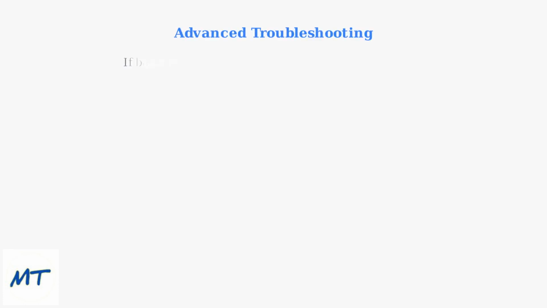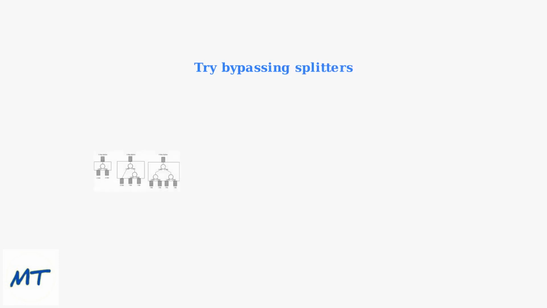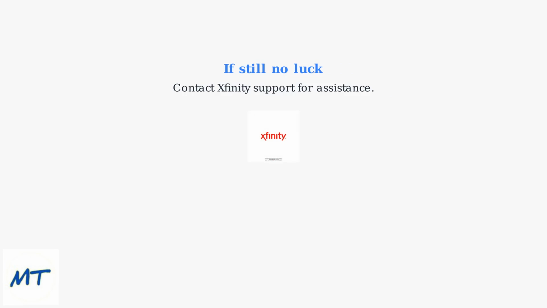If the basic steps fail, the problem may be more complex. Try bypassing any splitters to connect the cable directly to the wall. If still no luck, contact Xfinity support for assistance. A technician visit may be necessary.